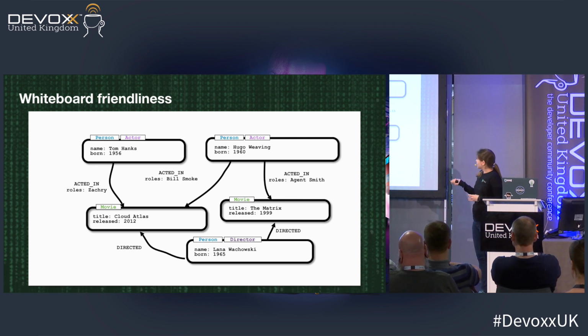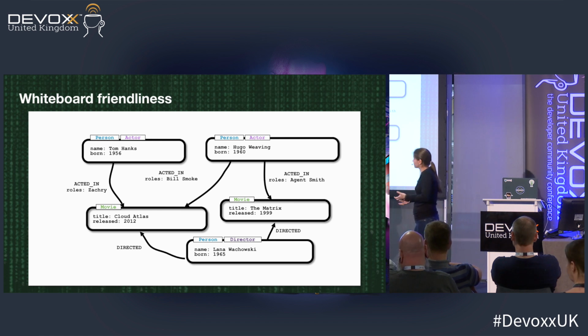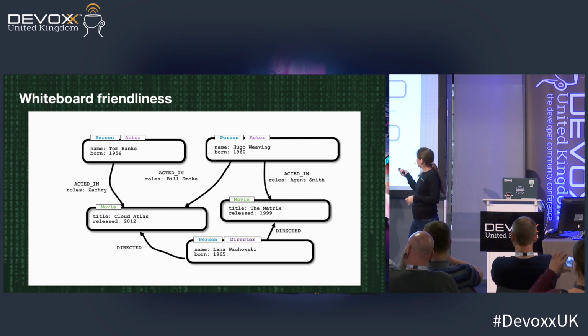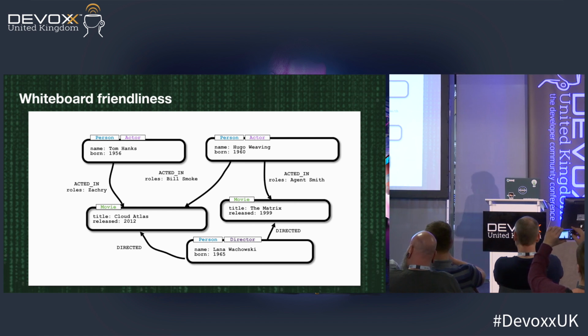And then we have Lana, Hugo, Tom. They're all person nodes, so we're categorizing them as persons. But then we want to delineate that just a little bit more. Lana Wachowski is a director, so we're going to give her an extra tag there and say she's a person, type of director. And then Hugo Weaving and Tom Hanks, they're both actors, so they do something different.